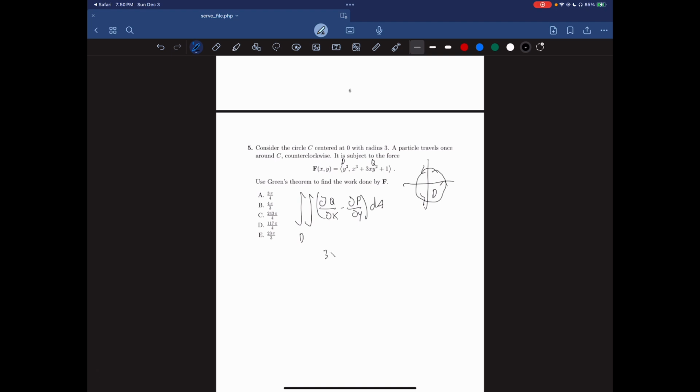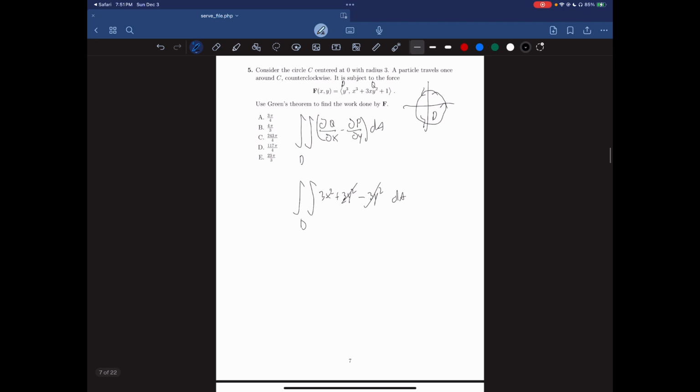∂Q/∂x should be pretty easy. It's just going to be 3y², and then minus ∂P/∂y. Oh sorry, I forgot, I missed the x³ term. It's going to be 3x² + 3y², minus 3y². So these evidently drop, and we still have dA. So we're really just looking for the integral of 3x² dA.